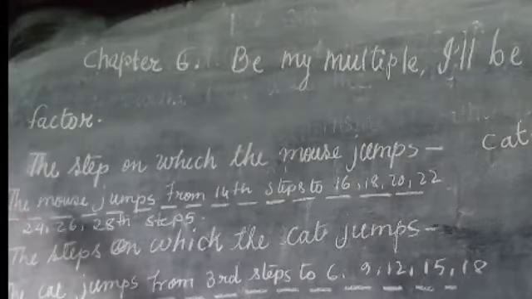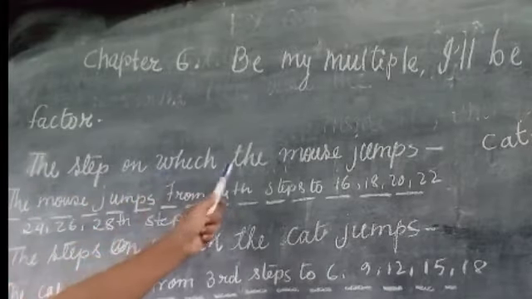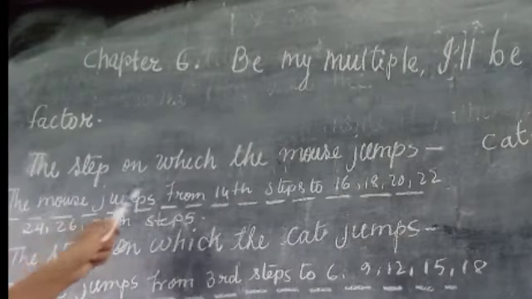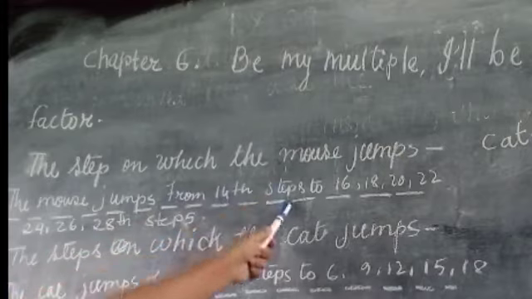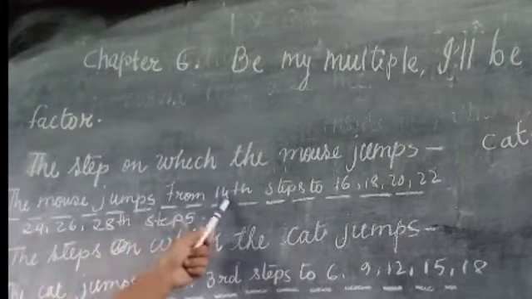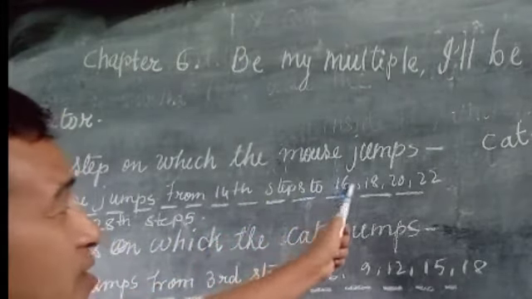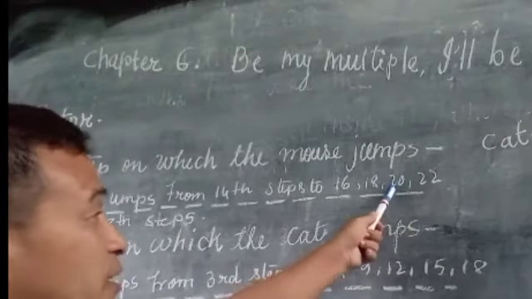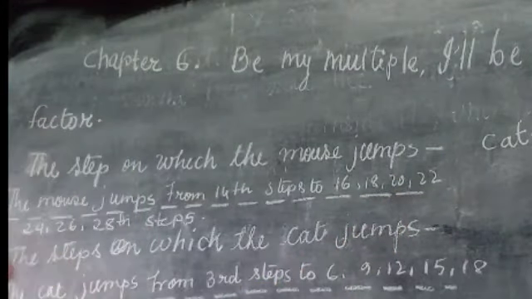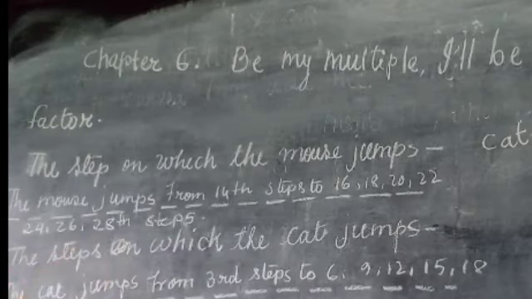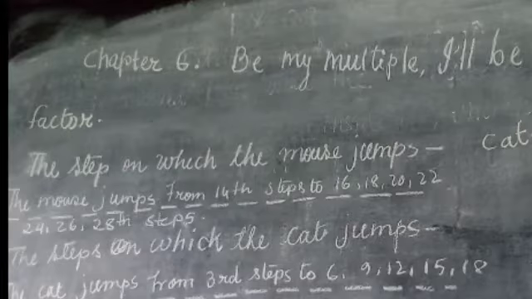Here is the question: the steps on which the mouse jumps. The mouse is on the 14th step at present. So the mouse jumps from the 14th step to 16, 18, 20, because it can jump 2 steps at a time. Again 2 steps, 22, again 2 steps, 24, 26, 28. Like this, the mouse will jump from the 14th step.